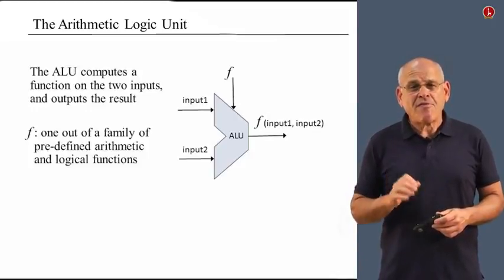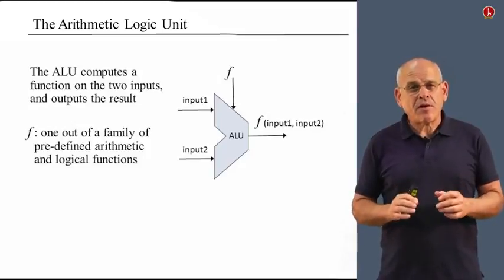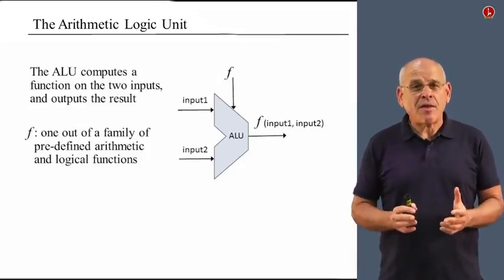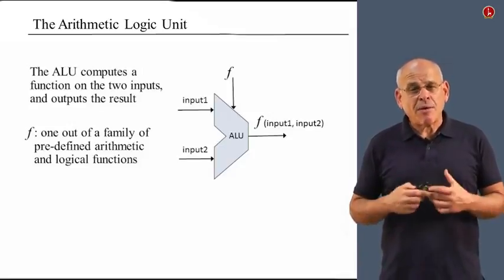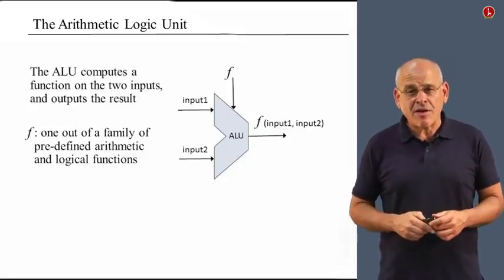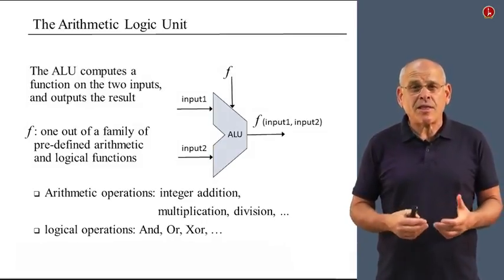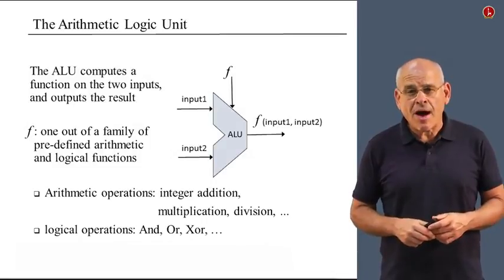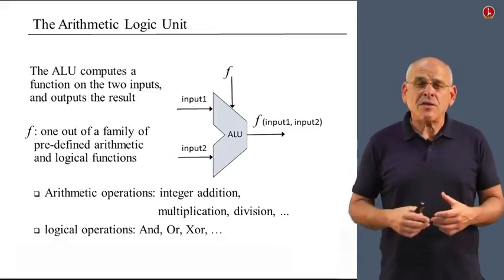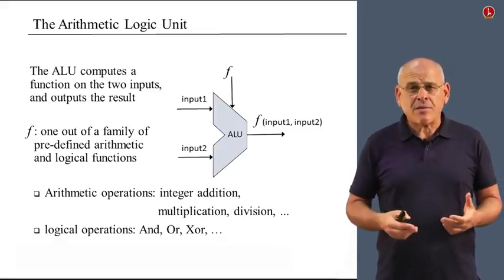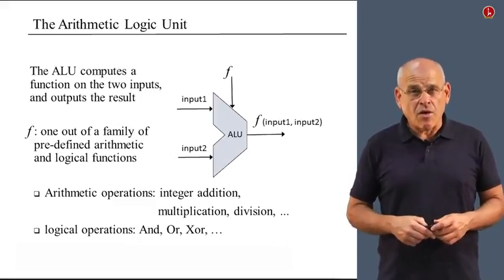Now, the function f is one out of a family of predetermined functions that, taken together, define what this ALU is capable of doing. Some of these functions are arithmetic, and some are logical. So, for example, common computations that ALUs typically perform are integer addition, integer multiplication, integer division. There may be some logical operations like bitwise AND, bitwise OR, and so on.